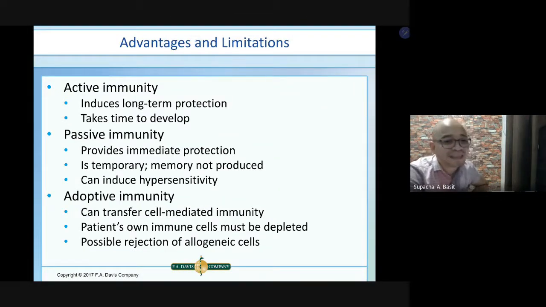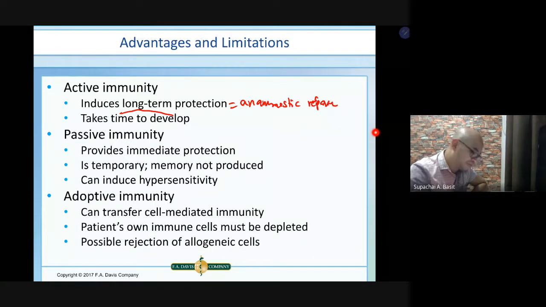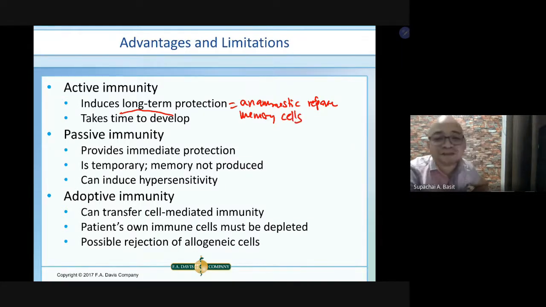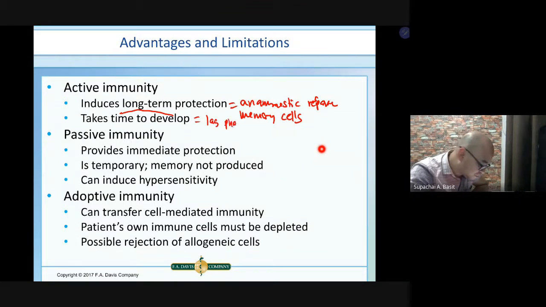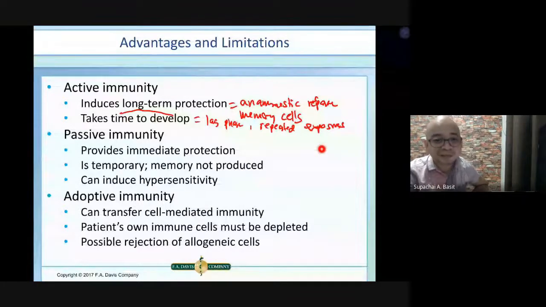Okay, let's talk about the advantages and limitations. Active immunity can induce long-term protection because there is an amnestic response, meaning our memory cells play a very important role. However, it takes time to develop because there is a lag phase, and sometimes you will need repeated exposures. This explains why we have a first dose, second dose, and even a booster dose. Okay.